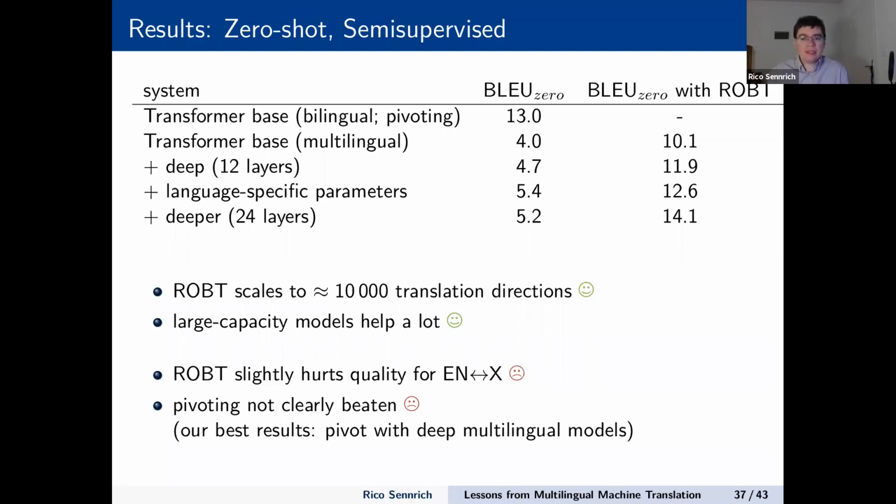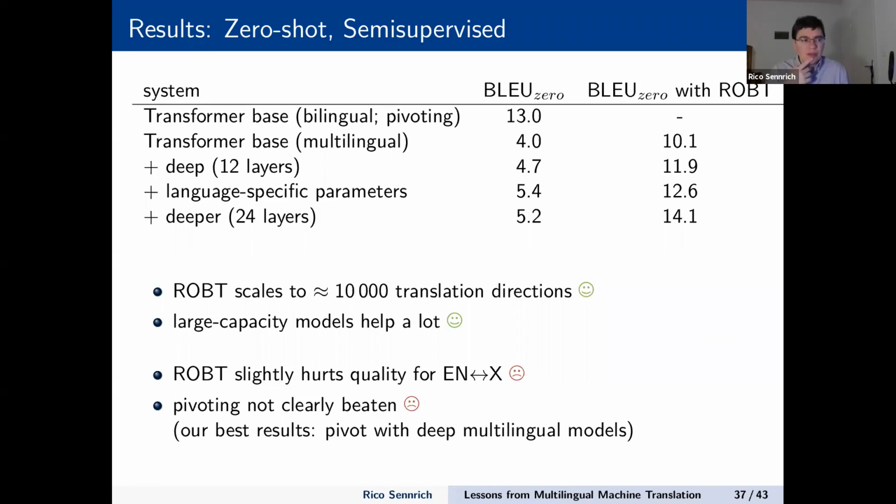There's a bit of bad news here as well. We did find a bit of quality decrease when we go from English to other languages, which is not surprising because we're basically adding a lot more unrelated tasks to the system. So there will be some competition for the parameters between these tasks. And we're also not clearly beating the pivoting.